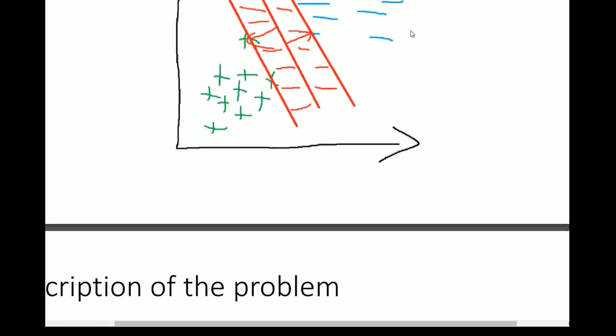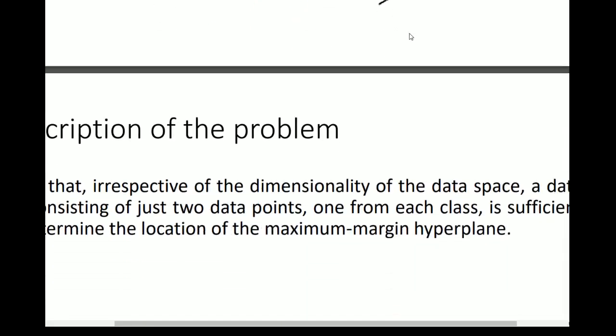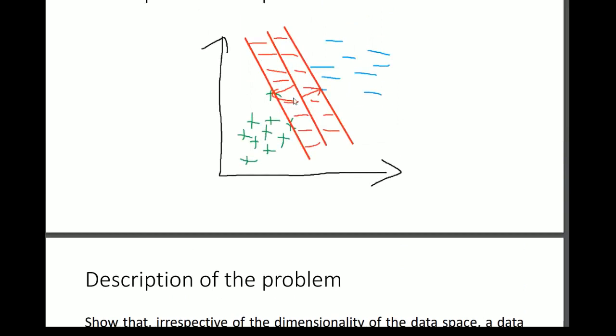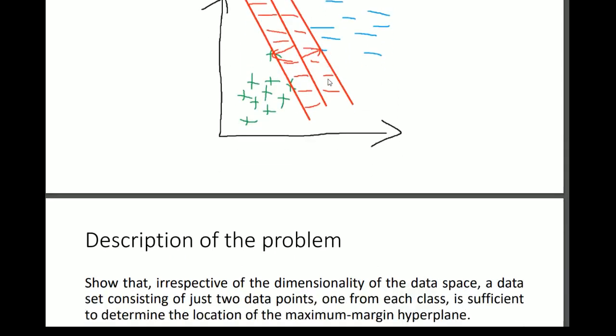So let's have the actual sentence. Show that irrespective of the dimensionality of the data space, a dataset consisting of just two data points, one from each class, is sufficient to determine the location of the maximum margin hyperplane. So I forgot to mention that the margin between the closest plus and the closest minus must be maximum.